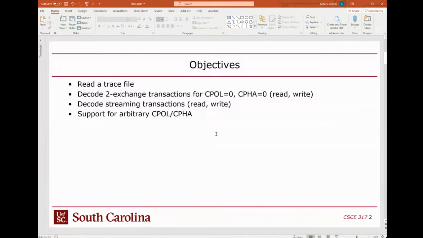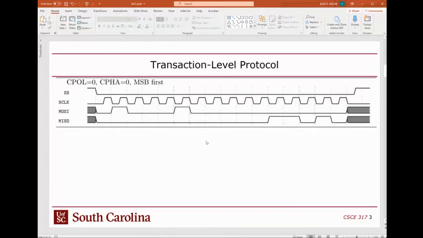Yes, that's a great question. I'll get to that about how CPOL and CPHA are given for each test. I'll show you how to get those values. Okay, so let's take a look here at an SPI transaction.